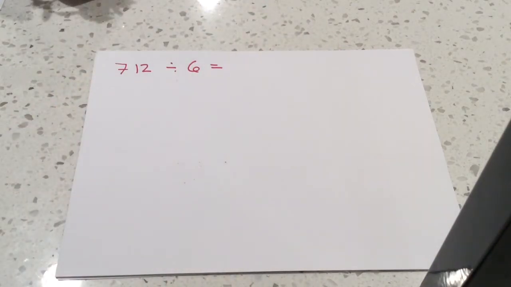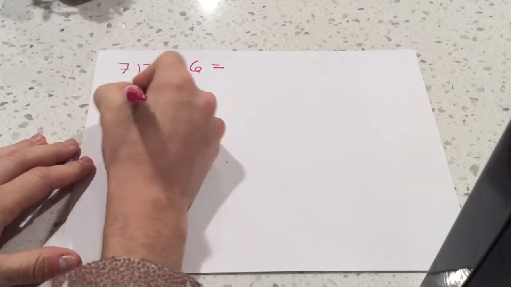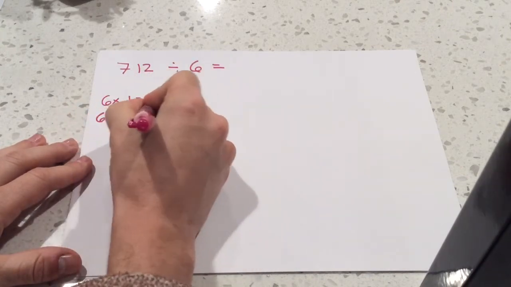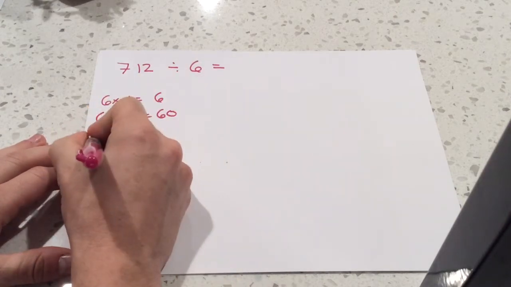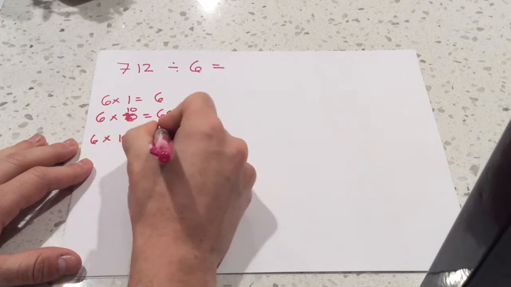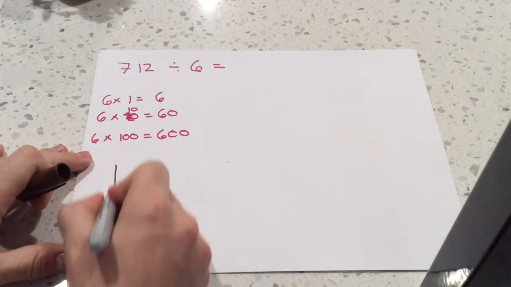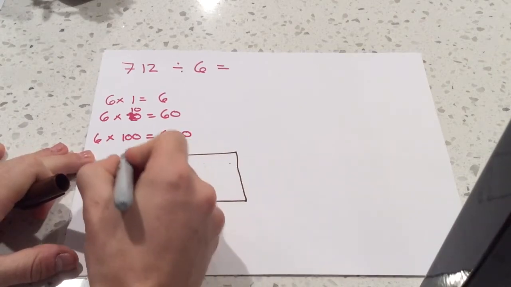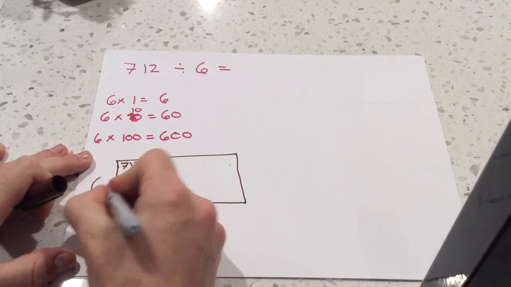Again, because I'm dividing by 6, I want to start thinking about my basic facts of 6. I know 6 times 1 is 6, 6 times 10 is 60, and 6 times 100 is 600. So again, I want to build that area model, a large rectangle. I start with my total, or my dividend, inside the box. I have 712, and what I'm dividing by on the outside.